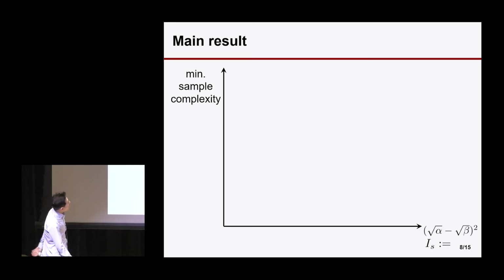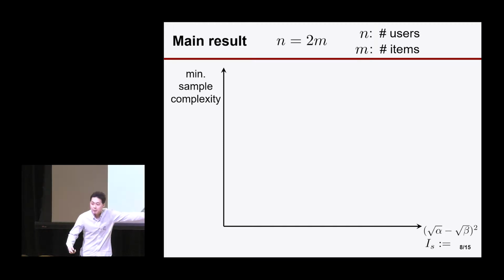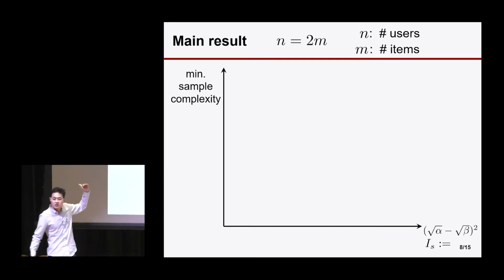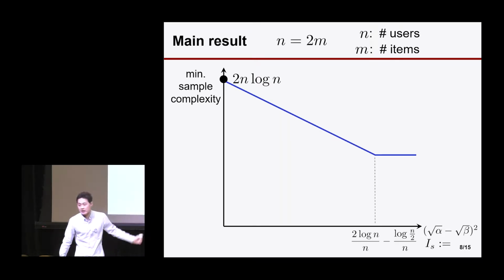So here, if IS is equal to 0, then it turns out we obtain the pure matrix completion result. In this case, the sample complexity is 2 times n log n. Now, if we increase IS, then what happens? The situation is getting better and better, right? Then we can do better and better, so the sample complexity should go down. And it turns out we get a curve like this. It goes down, but if IS is beyond this number, then it's saturated.